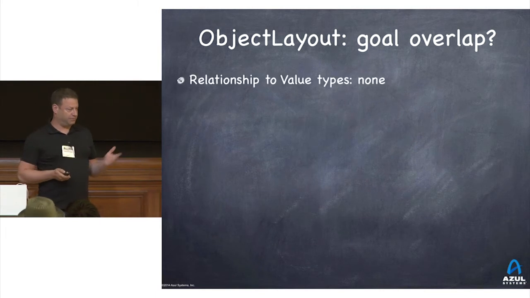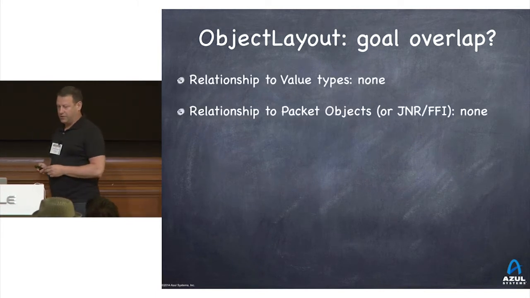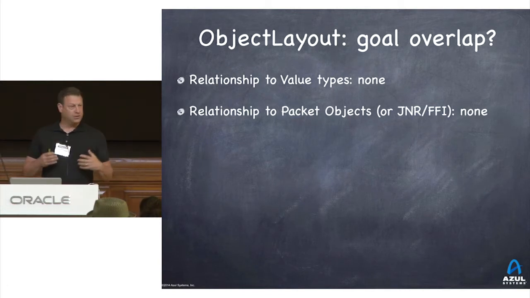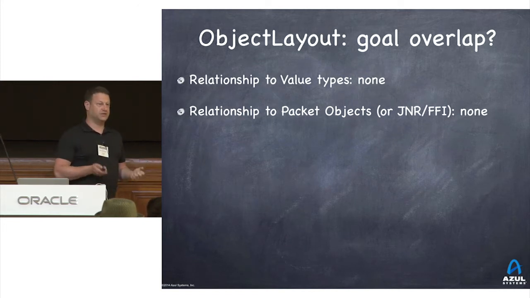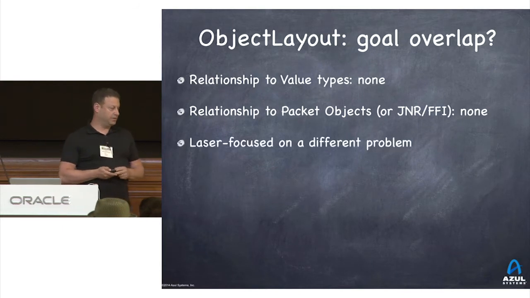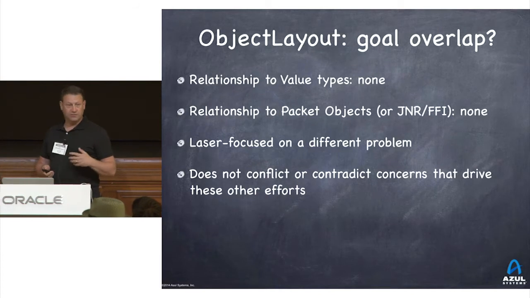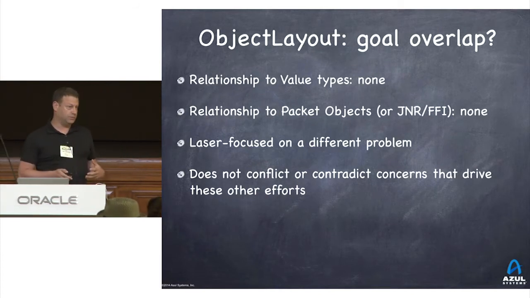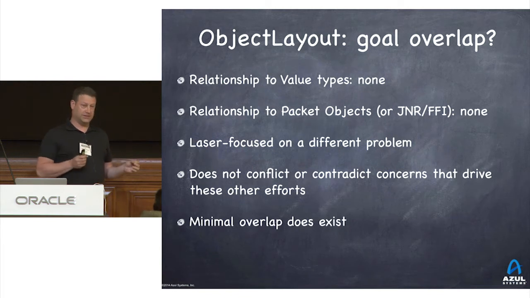Is there a goal overlap? We just talked about value types, which are really cool, by the way. There are also things that deal with off-heap and foreign things, like packed objects and JNR and FFI, which are really cool, by the way. But this does not overlap with them in any way. This is laser focused on a different problem, and it doesn't conflict or contradict with any of the other work. It's simply orthogonal. There's minimal overlap that does exist.